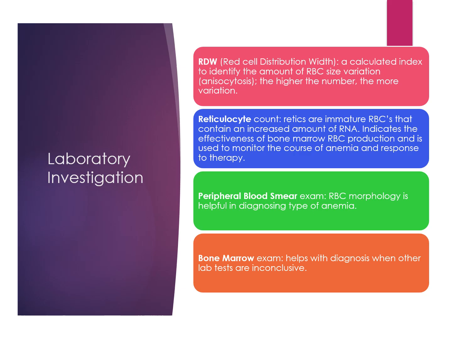So we did talk about our RDW, which is our red cell distribution width, and that is also a calculated index to identify the amount of red blood cell size variation. Remember that anisocytosis. Our normal RDW is less than 14.5, and the higher the number, the more variation we are going to see. And we can actually visualize that as we discussed earlier on the slide.